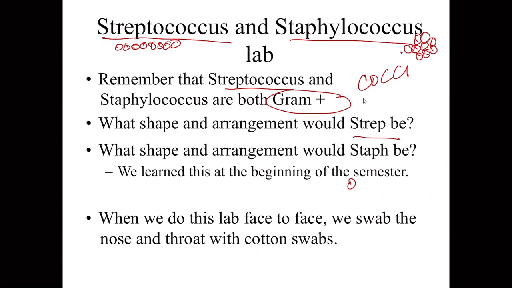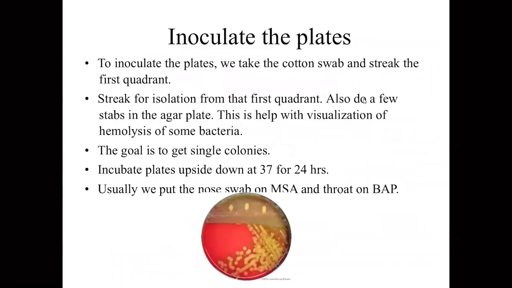a nose swab, and that's not a good thing to do right now. So I'm just gonna talk you through this lab and what you would see. Okay, so to inoculate the plates, we're gonna take the cotton swab, it's like a Q-tip, right? We're gonna take the cotton swab that we swabbed your nose or your throat with, and we're gonna do an initial streak on the plate. So we just kind of go back and forth with it. Then you take your loop and you'll do a streak for isolation from that.